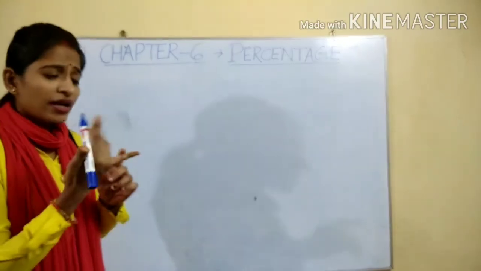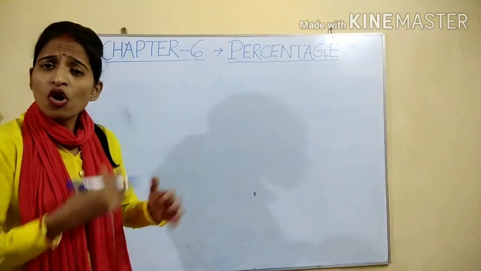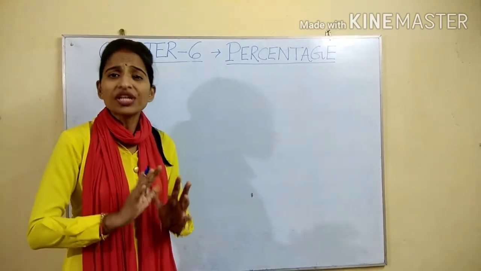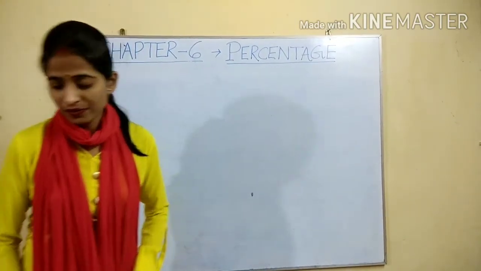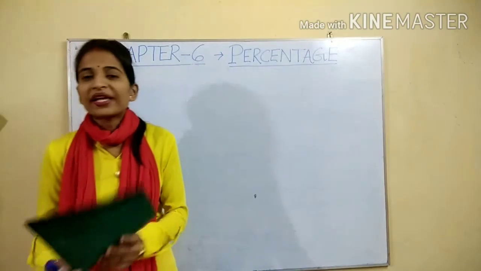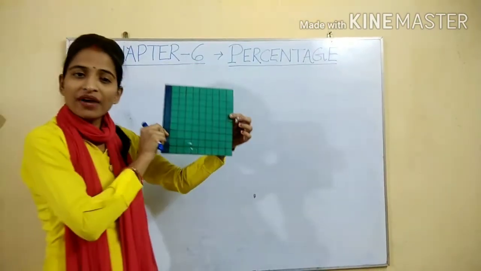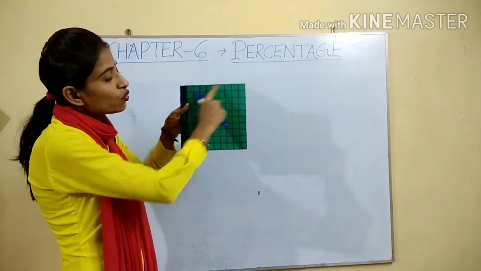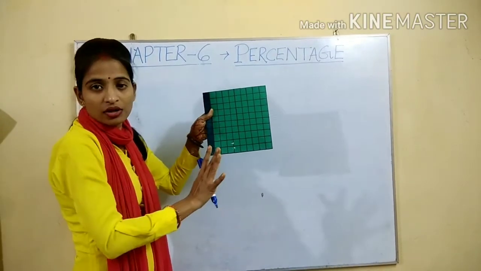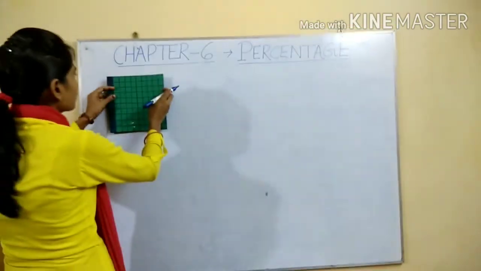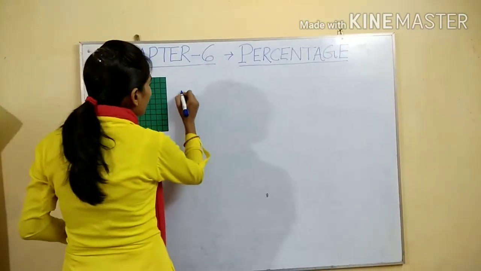Children, fraction, decimal and percentage, these all are interrelated to each other. I will show you this through one activity. Here I have taken one chart paper, and I have divided this chart paper into 100 equal parts. 100 equal boxes I have drawn. So total number of equal parts are 100.